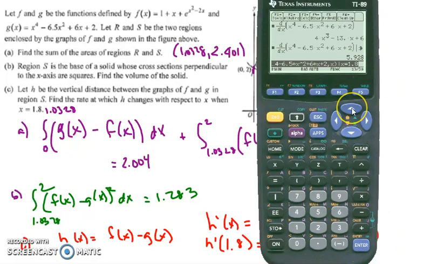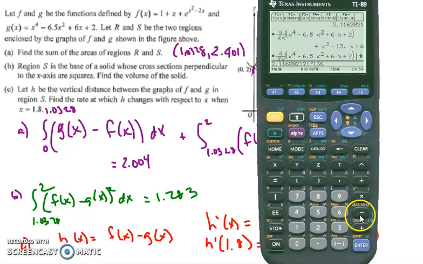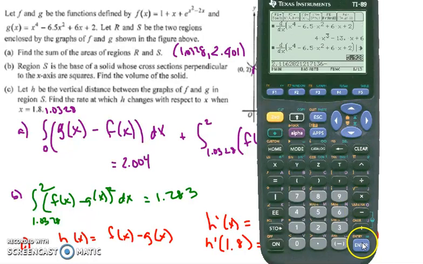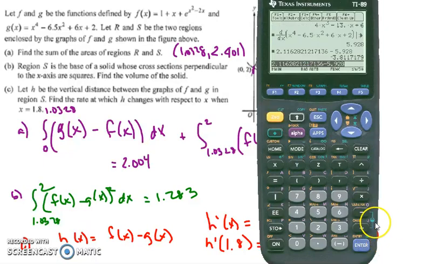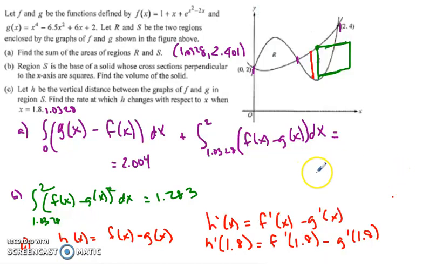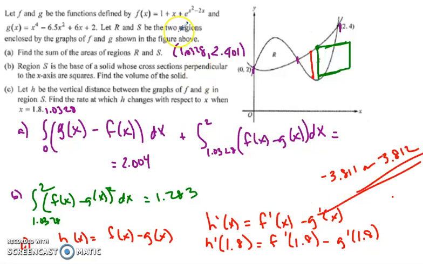So now h prime is f prime minus g prime. And in my calculator, I find out that that is negative 3.811 or 812. So negative 3.811 or negative 3.812. Either one works. So again, for all these problems, you just have to put in your setup and your answer.